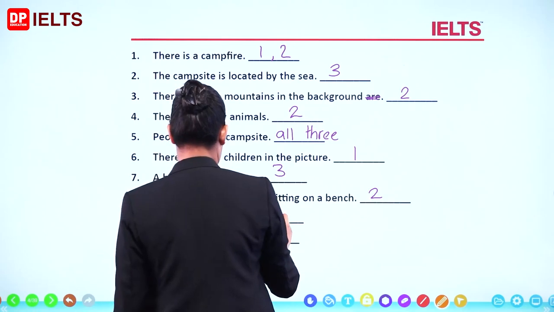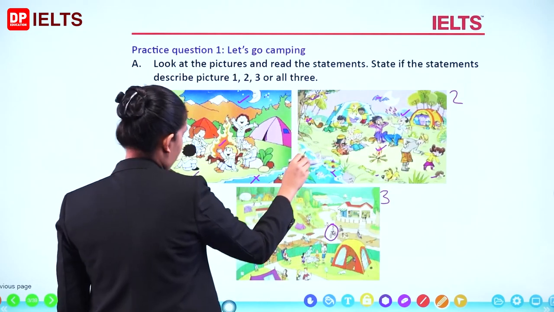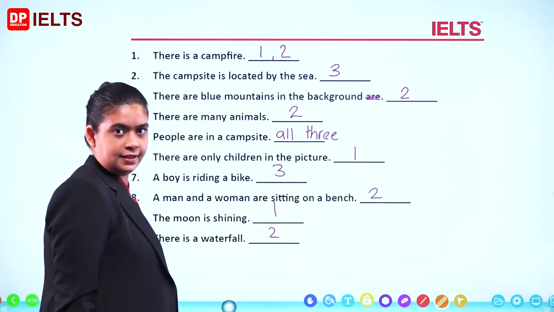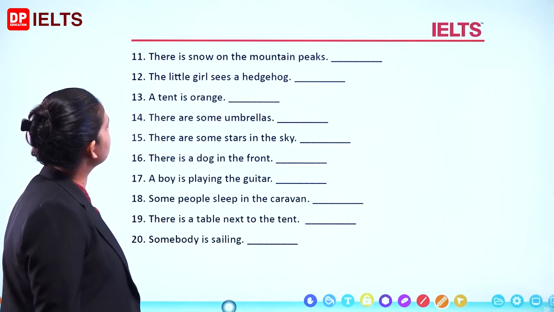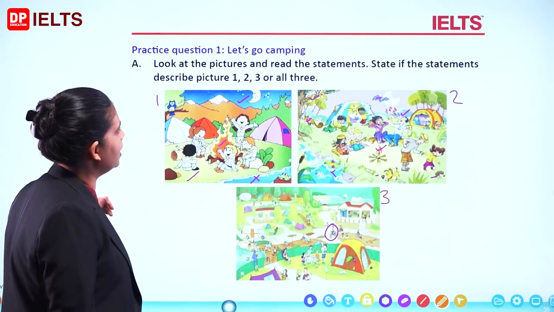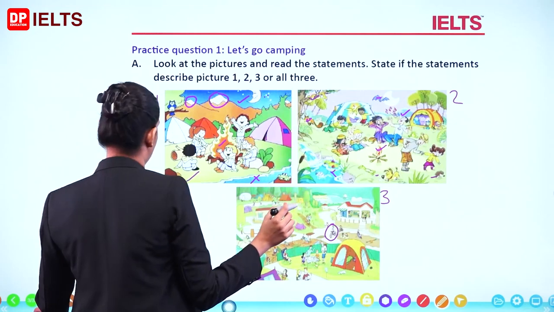Okay. There is a waterfall here. Little waterfall ekak tiyenne devani eke. 2. Right? Okay. There is snow on the mountain peaks. Mountain peaks wala hima wage tiyena. Me tiyenne hima wage. So 1, I would say 1.